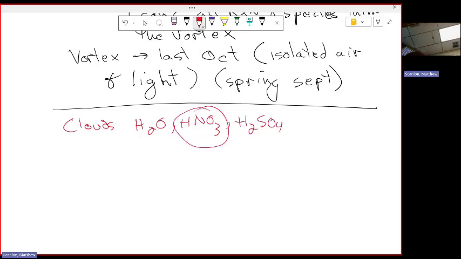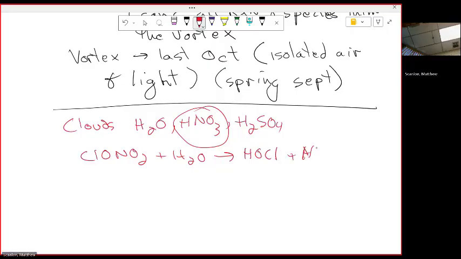So on the surface of the clouds, we have new reactions. We have ClONO2, remember, that's our reservoir, and we react it with water, and we get HOCl plus HNO3. And this is fine because it's night, nothing happens on there. But when light hits, we're going to react the HOCl.